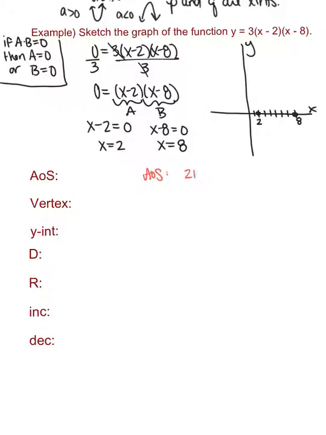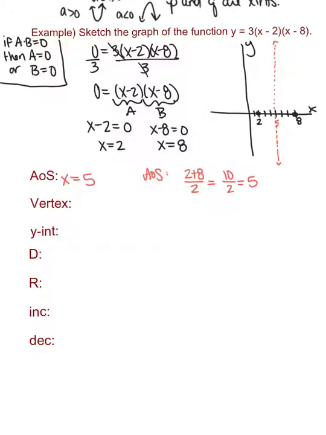I'm going to take 2 plus 8 and divide that by 2 to find the exact middle. That gives me 10 over 2, which is 5. So my axis of symmetry is at x equals 5. This one you probably could have seen and just counted your way in to find the exact middle here at 5. But sometimes it's not always that easy, especially if you're dealing with fractions.